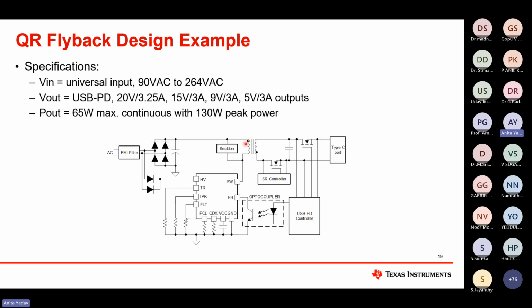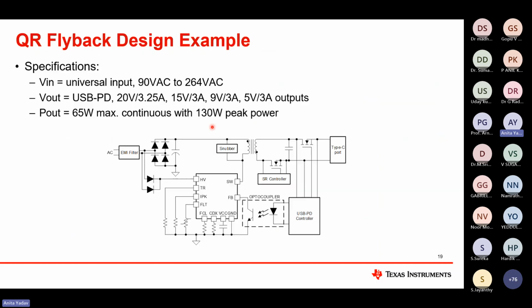So without increasing the size of the transformer, with the same design which has been designed for 65 watt, for 4 milliseconds it can support the peak power of 2x rating of its max power design. So here it had been designed for 65 watt, it's able to support 130 watt peak power.